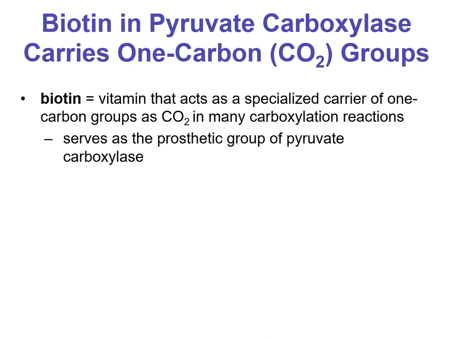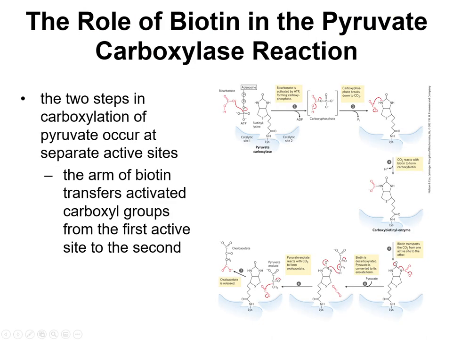With pyruvate carboxylase, we need biotin, and that's a vitamin. It's a carrier for one carbon groups, so carbon dioxide essentially. And we saw that in glycolysis already. This time we're going to talk about it in a little bit more detail. There's two steps in this carboxylation reaction, and they occur at different active sites. The arm of biotin is what transfers the carbon dioxide from one place to another.